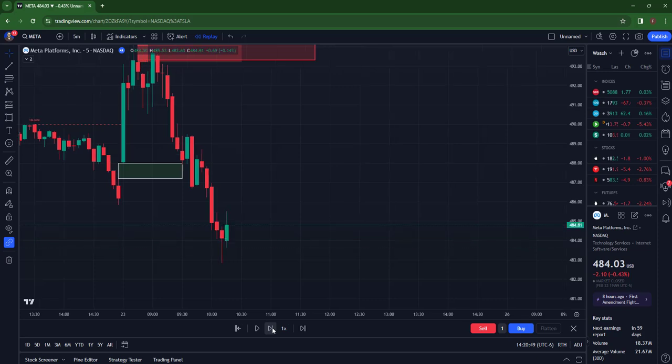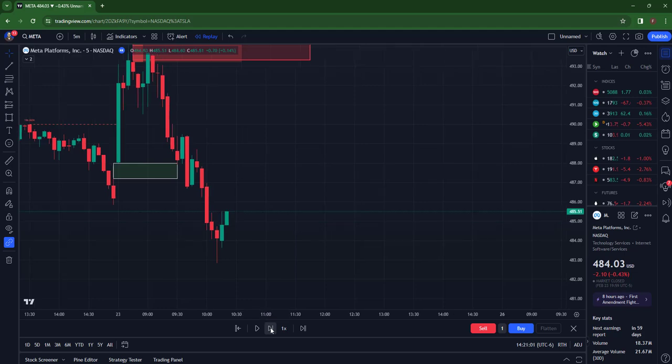That last red candle with a long wick means that buyers are starting to step in at around the $483 mark. Even though that last red candle was very large, the body of the candle at the end is very small compared to the long wick at the bottom.